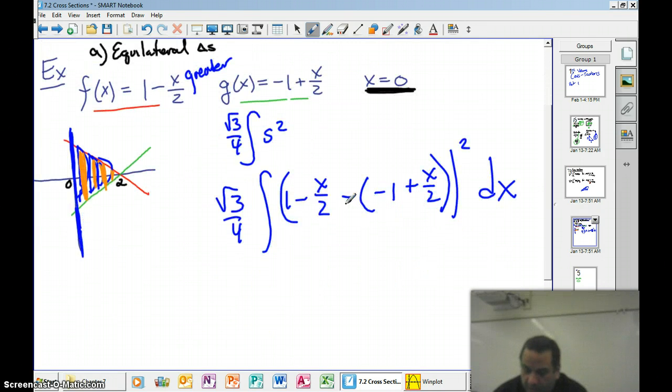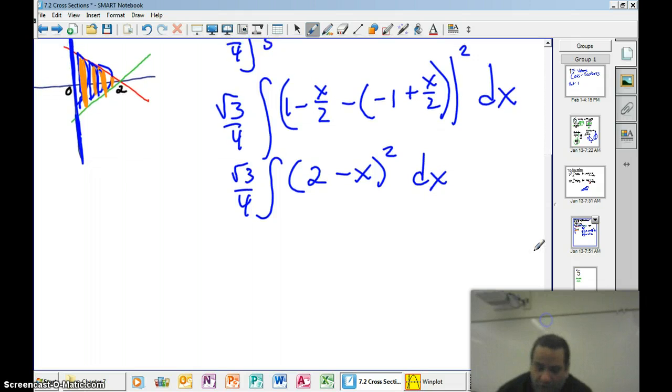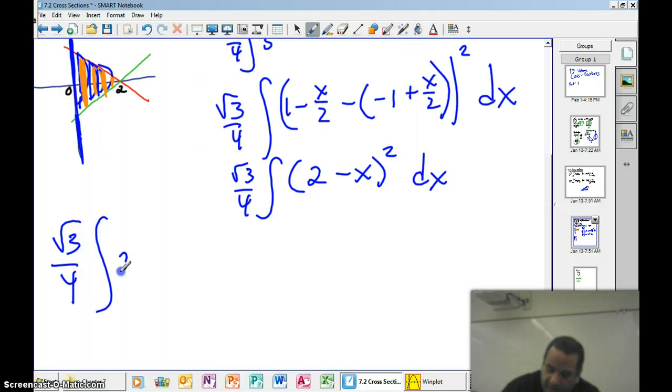We got 1 plus 1 is 2. We got negative x over 2, negative x over 2. That's 2 negative x's over 2, which is just minus x, squared. Turned out to be nice, dx. Now, I should probably FOIL that out and then do the integral. So that's what I'm going to do. I'm going to take this and FOIL it out. This is 4 minus 4x plus x squared, dx.